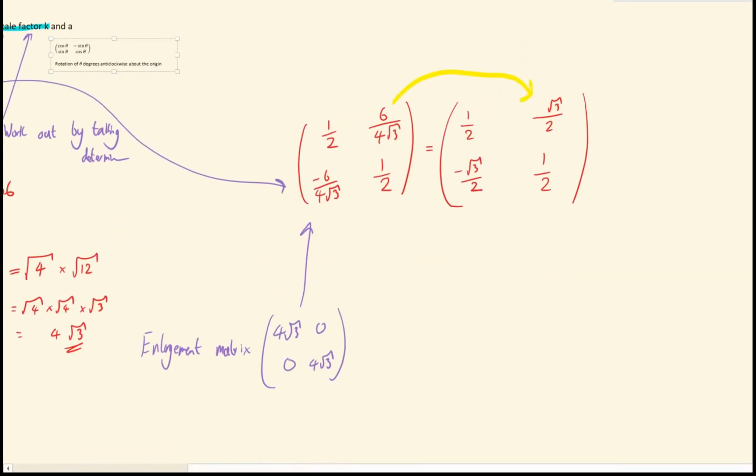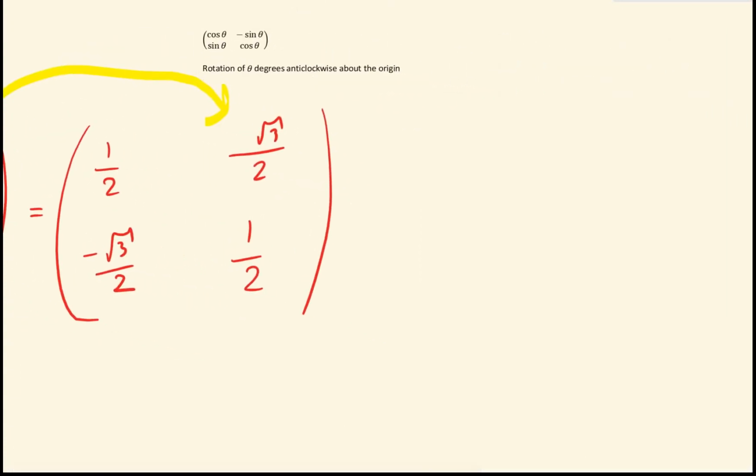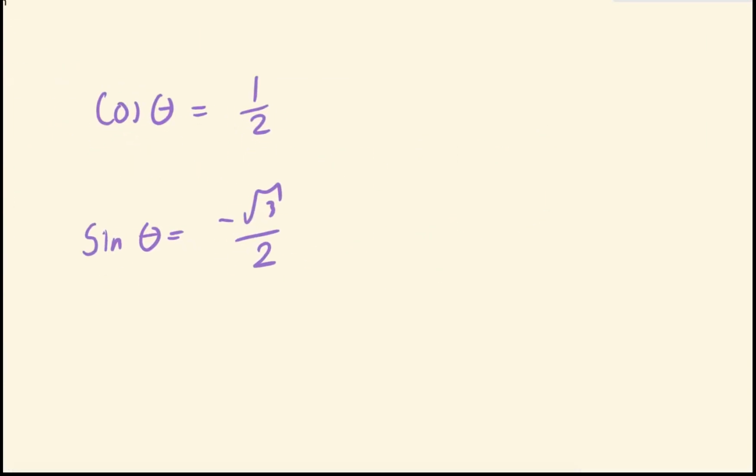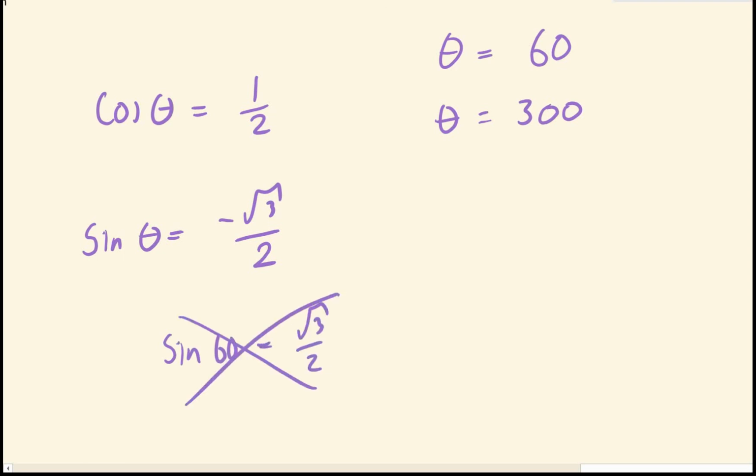Let's work it out. So we know that cos theta is going to be 1/2, and we know that sine theta is going to be minus root 3 over 2. What I've done there is compare these two entries to these two entries. If cos theta is 1/2, I have two options. Theta could be 60 or theta could be 300. You then plug both of those into this one. So you work out sine of 60. That gives you root 3 over 2. That's not working, which means your answer must be theta is 300.